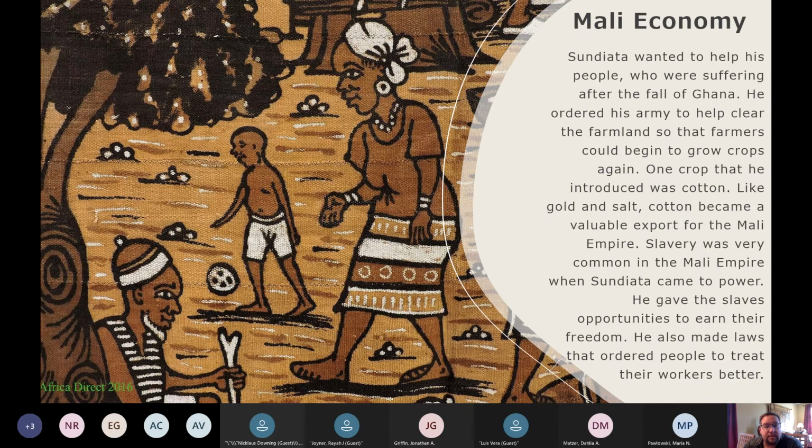He also wanted to help his people who were suffering after the fall of Ghana. He ordered his army to help clear the farmland so that farmers could begin to grow crops again. One crop that was introduced was cotton. Like gold and salt, cotton became a very valuable export for the Mali Empire. Slavery was common in the Mali Empire, and when he came to power, he gave slaves the opportunity to earn their freedom. He also made laws that ordered people to treat those workers better.